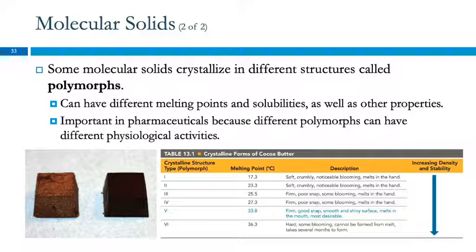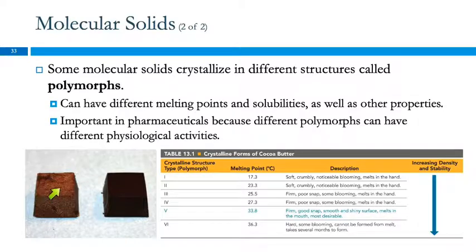An example here that you might want to read about in the book is chocolate. So when cocoa butter crystallizes, it can crystallize in 6 different forms. And depending on what form it has crystallized in, the melting point will be different and the texture will be different. Good chocolate is this polymorph 5 that is firm, it's got a good snap, it's smooth and shiny. It melts in your mouth, and that's the best kind.